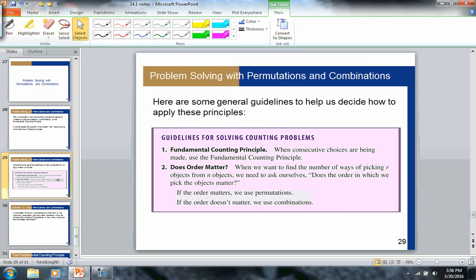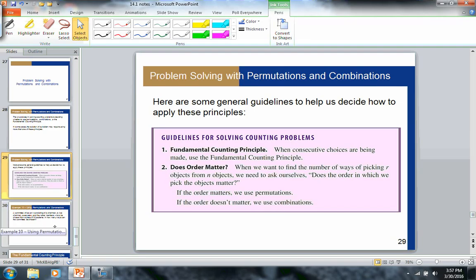So your book does have a pretty helpful tip here, a little guideline. You want to ask yourself first if you have to use the fundamental counting principle. So when consecutive choices are being made, use the fundamental counting principle. And then if that's not the situation, then you ask yourself, does order matter? And if order does matter, then we use permutations. If order doesn't matter, then we use a combination.